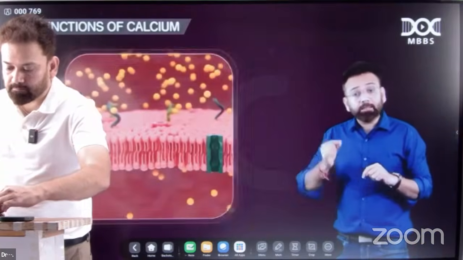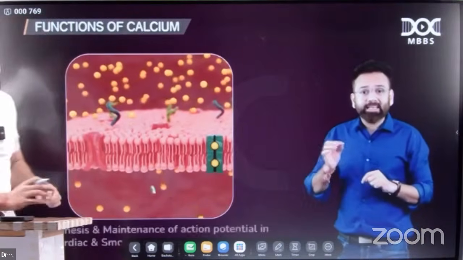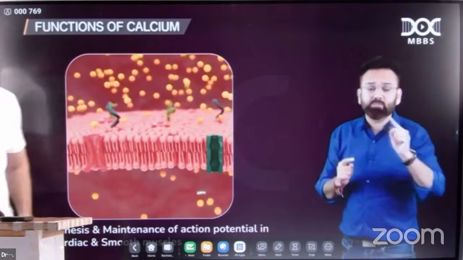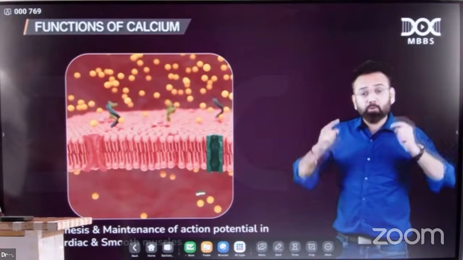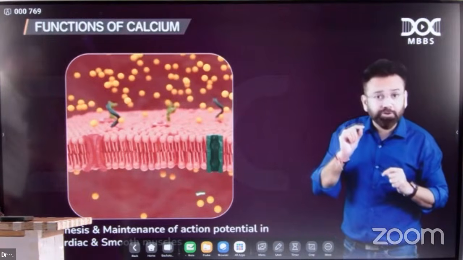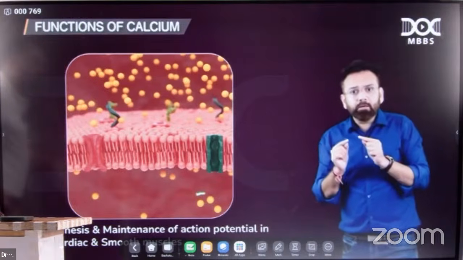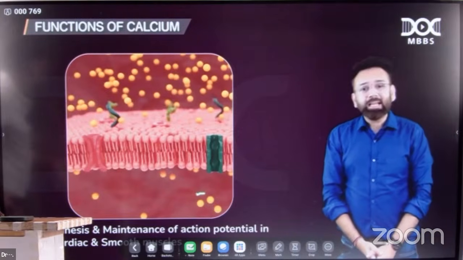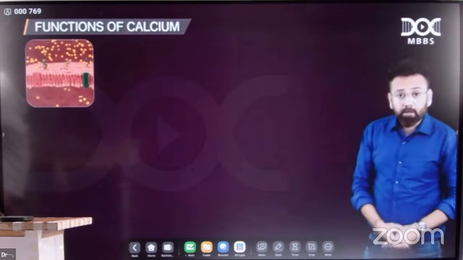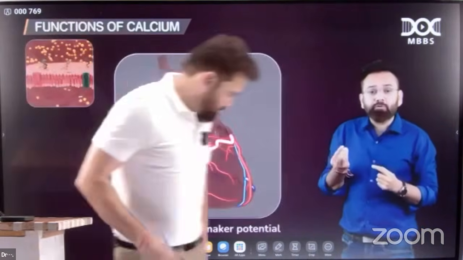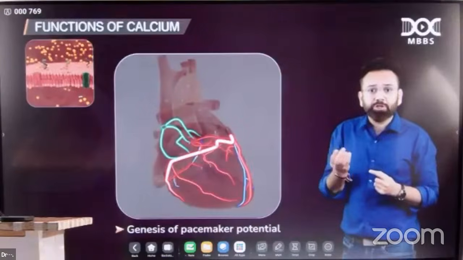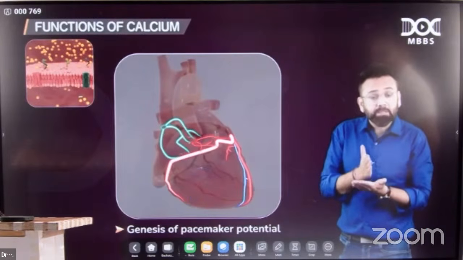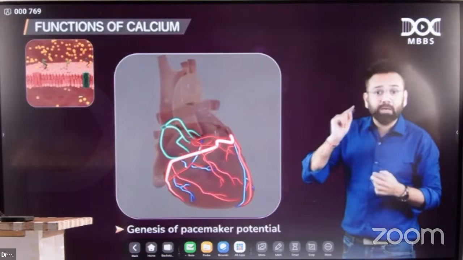Like one, it is important for genesis and maintenance of action potential, especially in cardiac and smooth muscle. In skeletal muscle, the depolarization was because of sodium. But here, the action potential of the heart as well as the smooth muscle is mainly due to calcium. Number two, it is important for genesis of pacemaker potential, the pre-potential in various pacemaker tissues like SA node, AV node. So calcium is important for pre-potential or pacemaker potential.